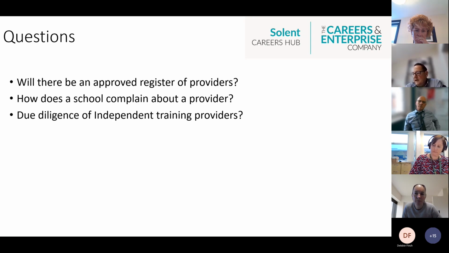What I will say, and again, we will share this, is there is enough information out there. There's a register of apprentice training providers, and there's information on .gov.uk about training provision and the services they deliver, that you can have a look through. How does a school complain about a provider? We're waiting for more information. Due diligence on independent training providers.